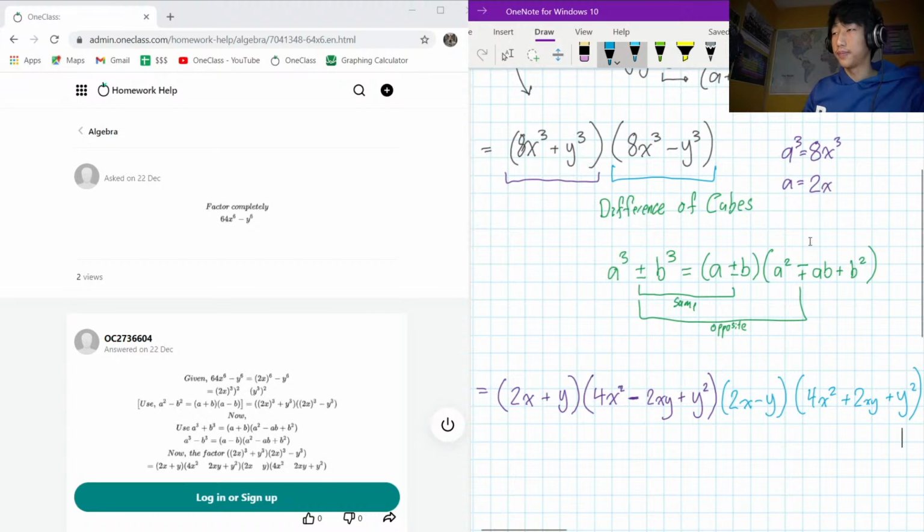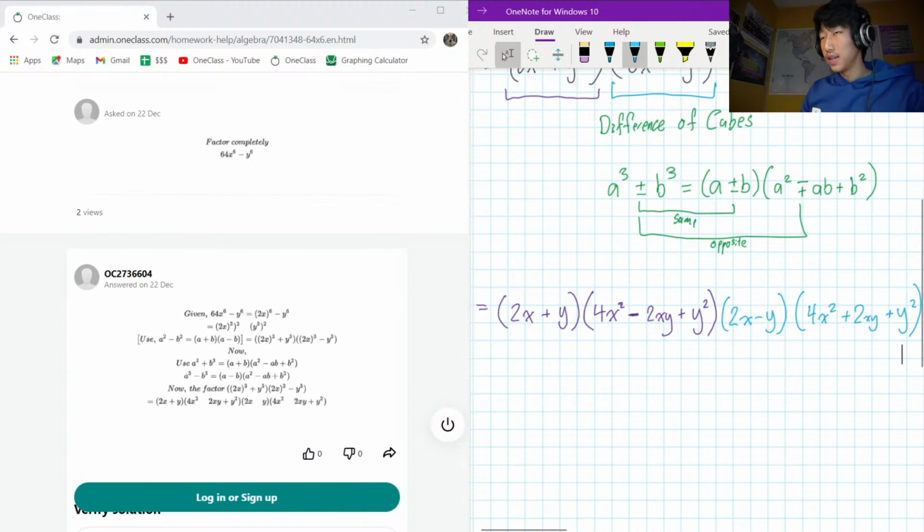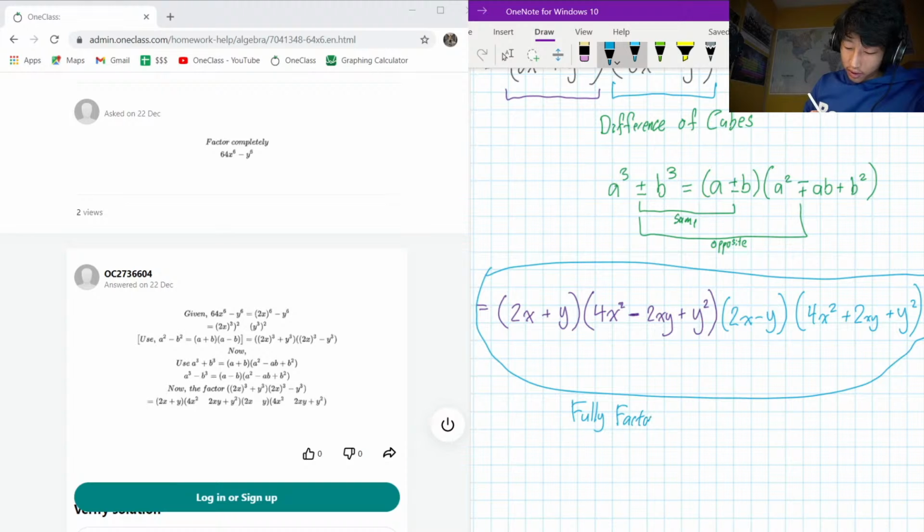You could see that to factor these any further, it's definitely not going to be easy. Maybe not even possible, given that since we have two variables in here, it's going to be a lot more difficult. So we could leave this as is right here, and this can be our fully factored solution.